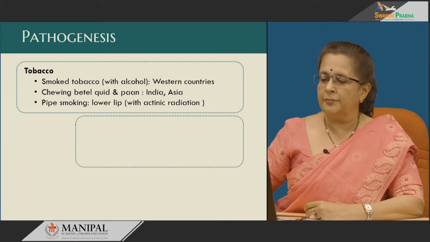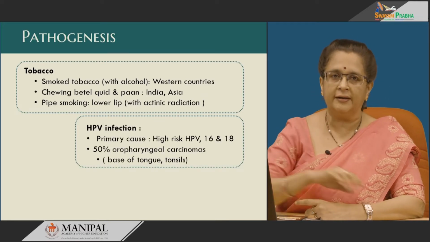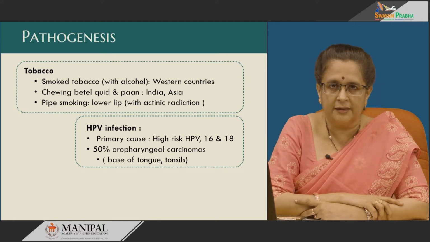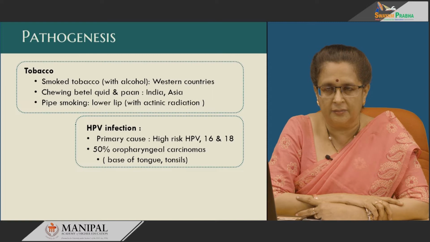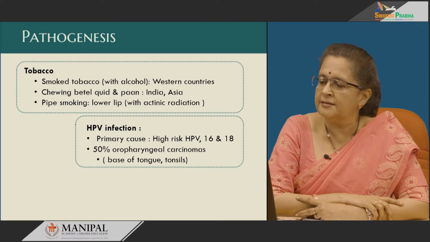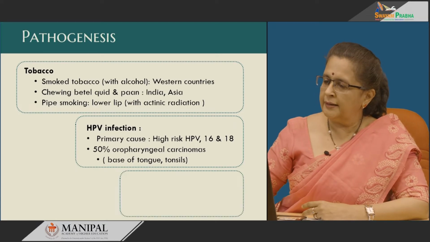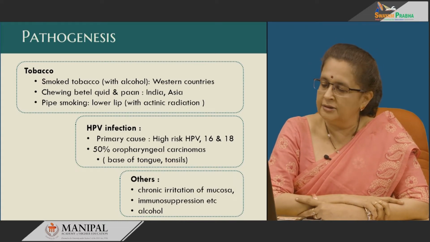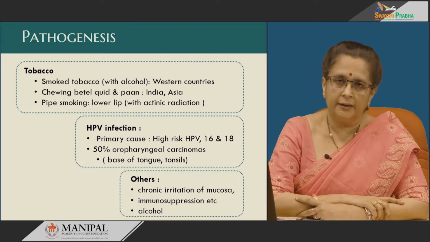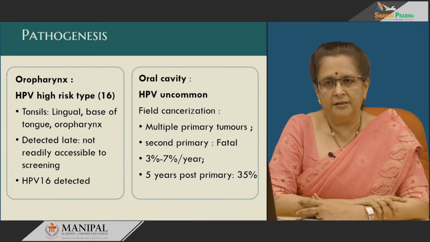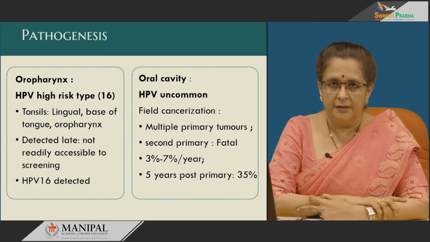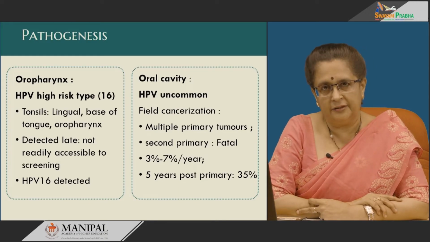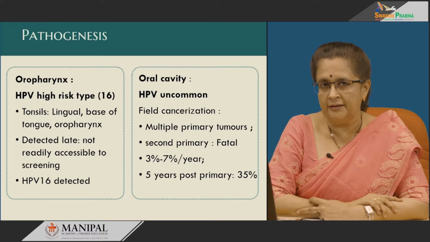Now, the next one, the most important one, is human papillomavirus infection, because it accounts for approximately 50% of oropharyngeal carcinomas. The primary cause is the high risk HPV, which includes HPV type 16 and 18. The remaining etiopathogenetic factors include chronic irritation of the mucosa by ill-fitting dentures etc., immunosuppression and alcohol. So, oropharyngeal carcinomas and oral cavity carcinomas, the causative agents are a little different. Oropharynx is predominantly virus related, specifically HPV type 16 and 18.